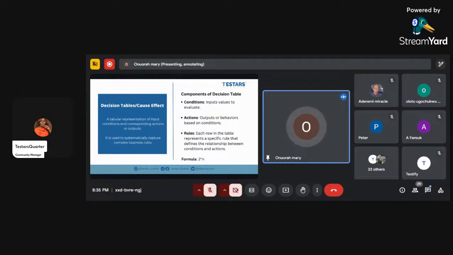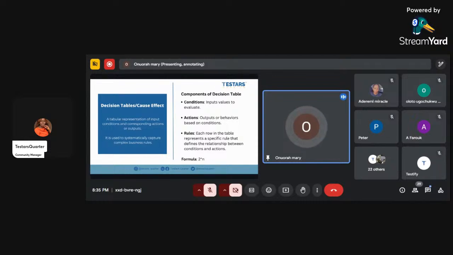So we have some components of the decision table, and the first one is the conditions, which are the input values that you want to evaluate. Then the actions, which are the behaviors or the output or the result based on your conditions. Then the last one is the rules. So in your decision table, we have different rows, and each of these, not rows, sorry, columns, represents a particular rule.